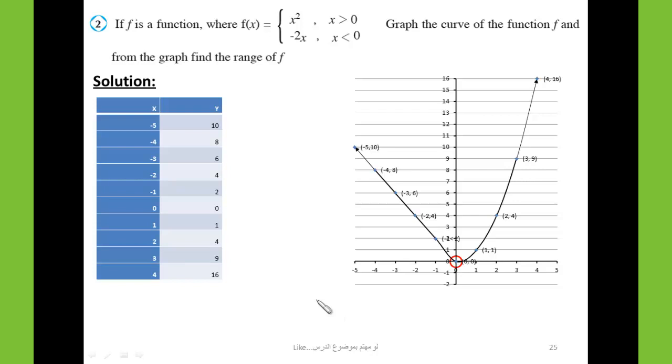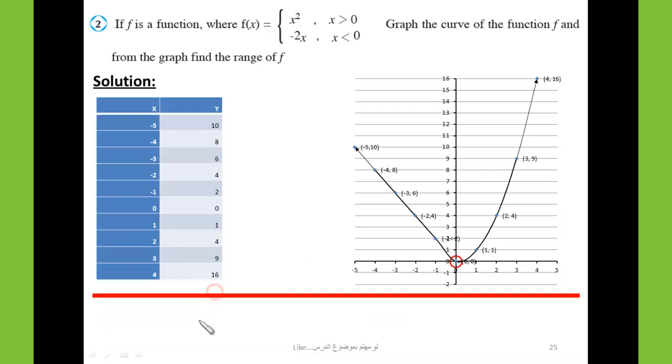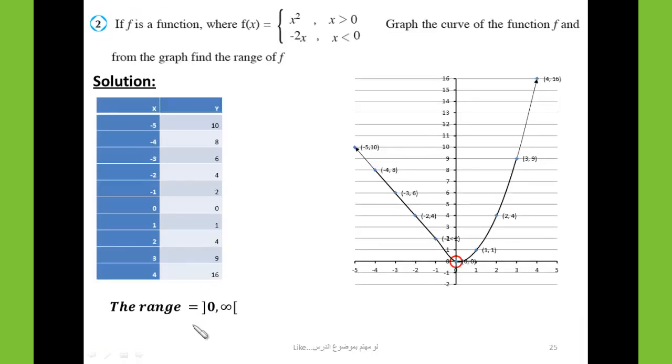The requirement here is also to find the range. So the range of the function equals the open interval 0 to infinity. From 0 to infinity, from the smallest value of the y coordinate to the greatest value. But 0 isn't included, so we put an open interval.